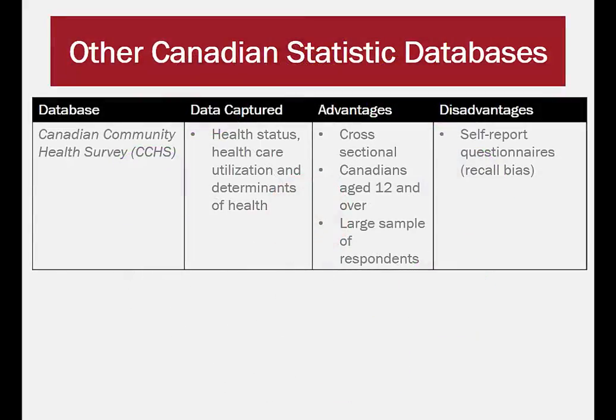The Canadian Community Health Survey is a cross-sectional survey that collects data related to health status, healthcare utilization, and health determinants for Canadians aged 12 and over. Data is further subdivided by subject, including diseases and health conditions, health, lifestyle and social conditions, and prevention and detection of disease. The advantage to using data from the CCHS is that there is a large sample of respondents. However, because the data is self-report, there is always a risk of recall bias.